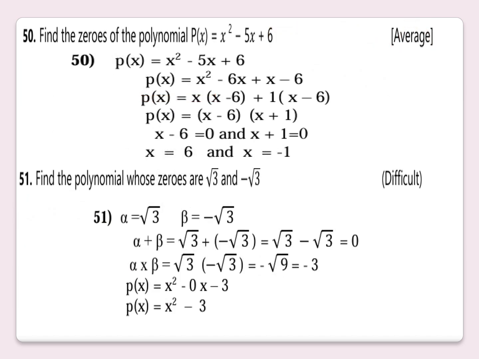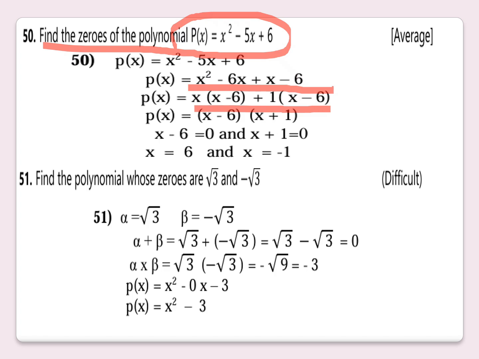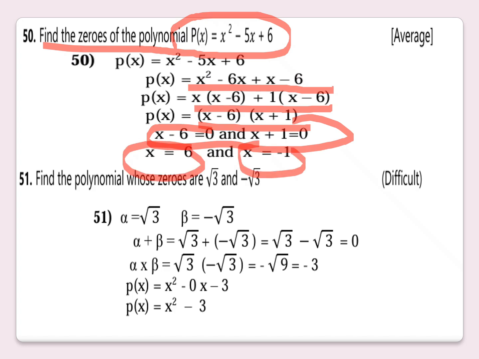Question number 50. Find the zeros of the polynomial p of x is equal to x square minus 5x plus 6. Here by factorizing you can write x square minus 6x plus x minus 6. So x into x minus 6 plus 1 into x minus 6, you can write the product. So you will get two factors here, x minus 6 and x plus 1. By writing equal to 0, you can write x is equal to 6 and x is equal to minus 1. These are the two zeros here.